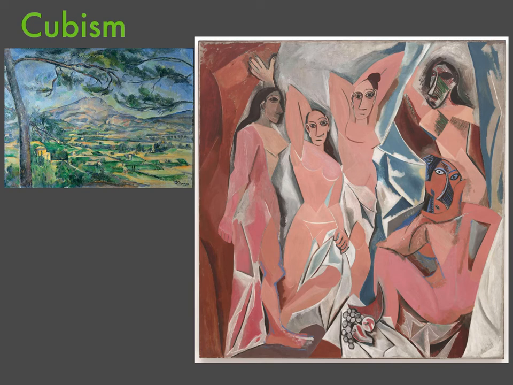All right, here we're going to see the work of Pablo Picasso, and this is Les Demoiselles d'Avignon, 1907, oil on canvas, and this is actually a very large work. It's 8 feet by 7 feet 8 inches.